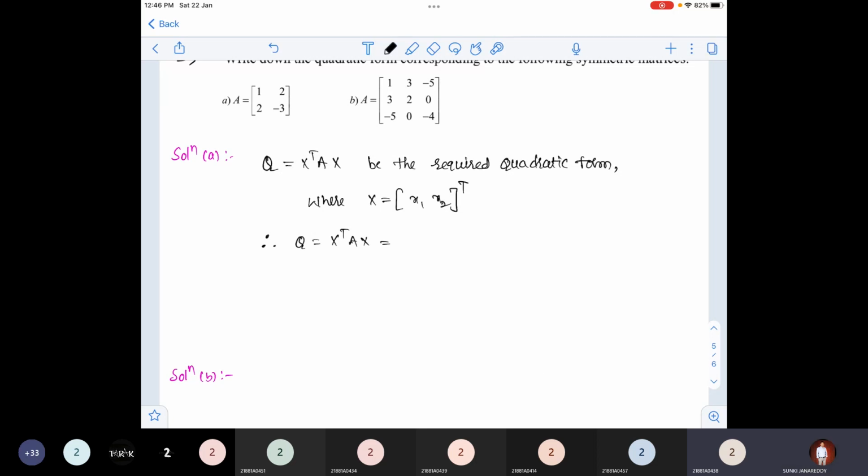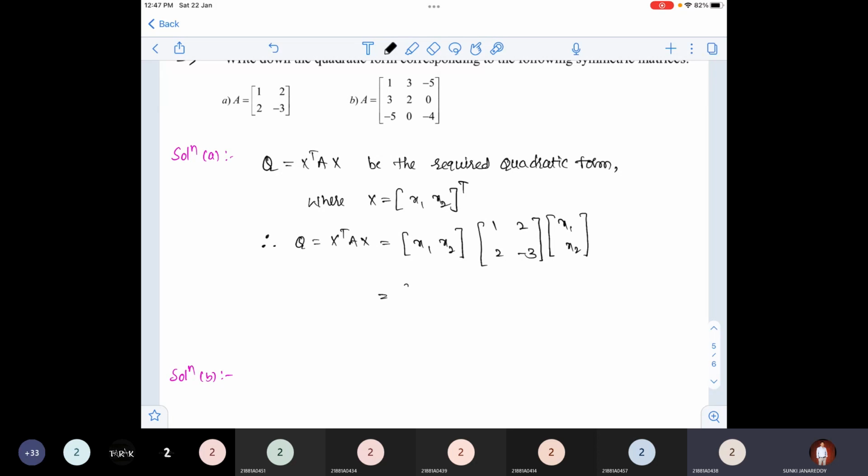Now we can write Q. What is the first one? x1, x2, that is x transpose. Next, what about the next one? 1, 2, 2, minus 3, that is the given matrix. Then x1, x2. Very good. Next, what about the next one?